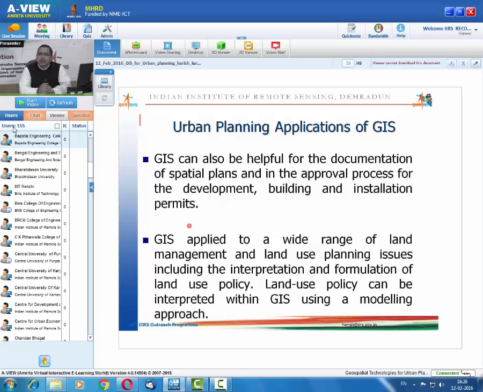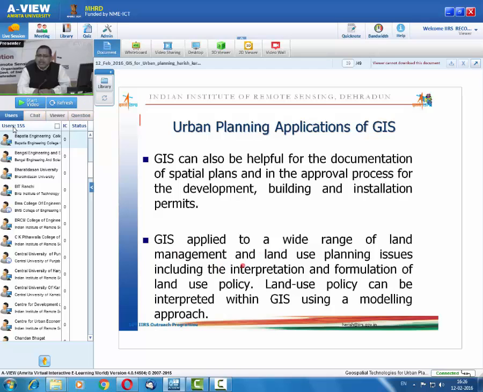So you can also use this particular technology for giving permission for building creation, and also the preparation of infrastructure development activity like road networks, sewerage, and also the alignment of your pipelines, and all this activity can be performed here.